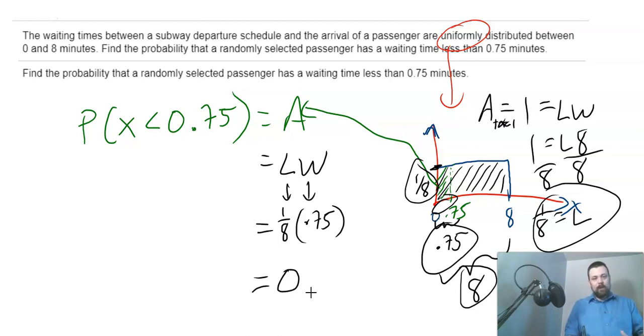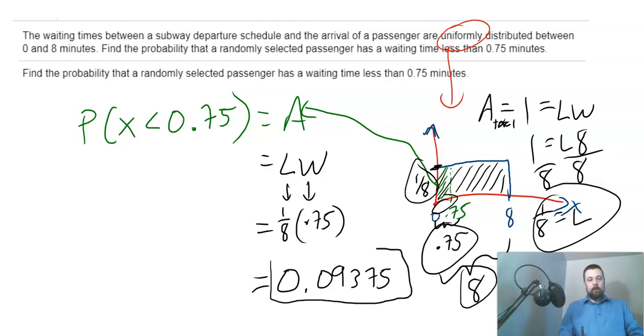Let's see. Well, I guess that's okay. I was going to say I should have put the decimal first, but actually I like to have a 0 in front of the decimal as well. So I'm trying to get into that habit of doing that. 0.09375. All right. And so that would be the probability of the wait time being less than 0.75 minutes.